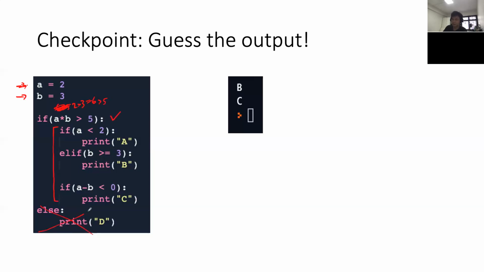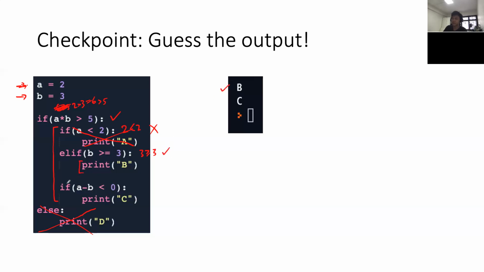In this if statement, it's going to look at if 2 is less than 2, is that true? No, this is not true. So this block of code is not executed. It's going to look at the next condition. Is 3 greater than or equal to 3? It is true. So we're going to print B. That's why we see B as the first output.